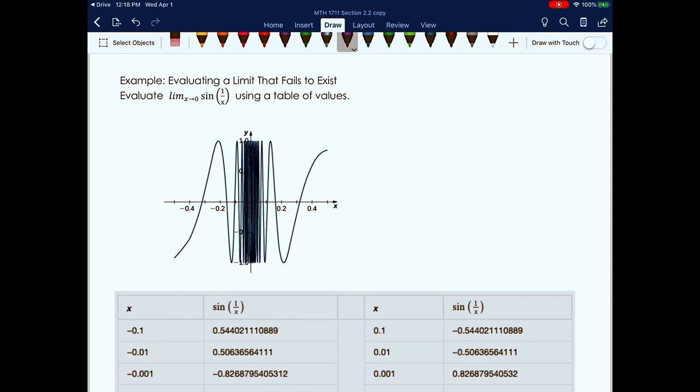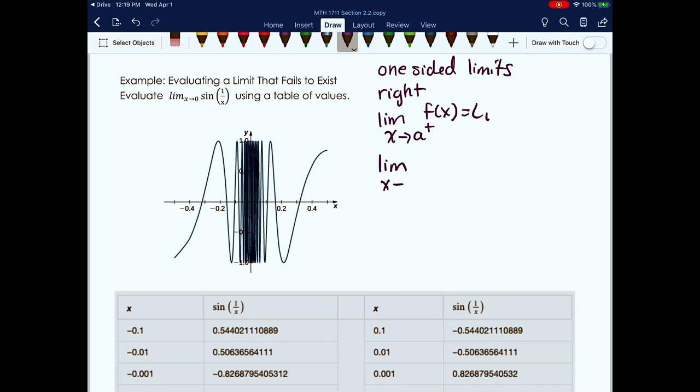There are times that a limit fails to exist. And if you recall, we have one-sided limits, where you're evaluating a limit but coming from one direction only. So for example, if you're coming from the right, a one-sided limit would look like this. If I was coming from the right and I was approaching A, I would have a little plus sign next to the A to indicate that I was coming from the right, and then my limit, we'll call it L1. If I'm coming from the left, approaching A, then I would have a little negative sign indicating that I'm coming from the left. And I'll call that limit L2.